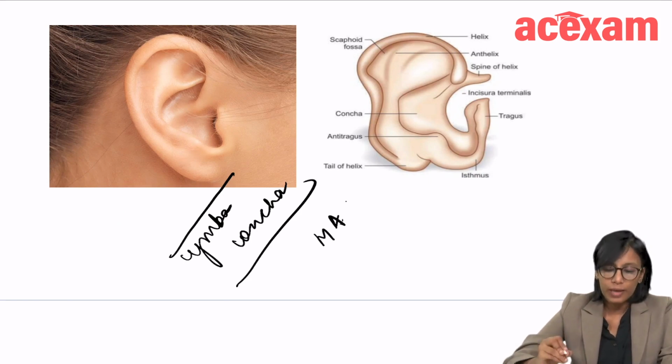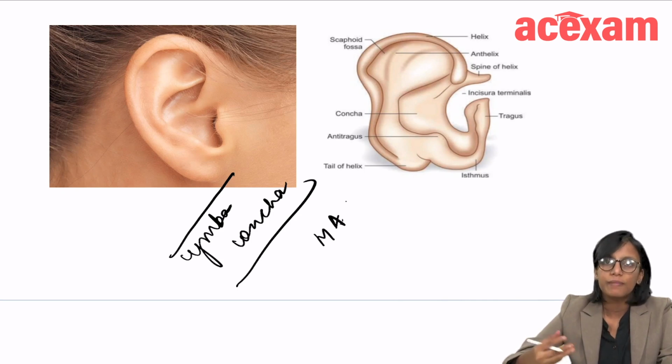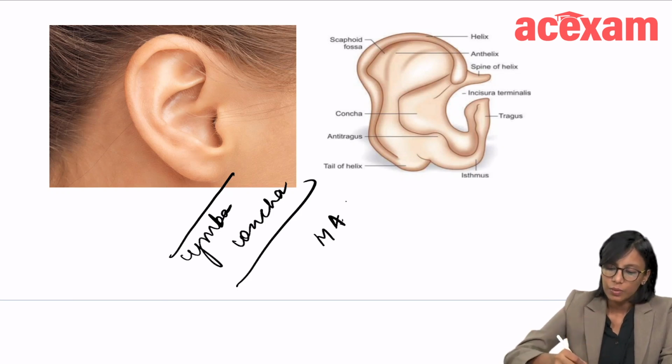So what happens if there is mastoiditis, acute mastoiditis? Even before getting any investigation done, you can find out if there is mastoiditis or not. How? You can just press over the Simba concha. If it is tender, then the patient has mastoiditis. This is called mastoid tenderness. The sign is known as mastoid tenderness.